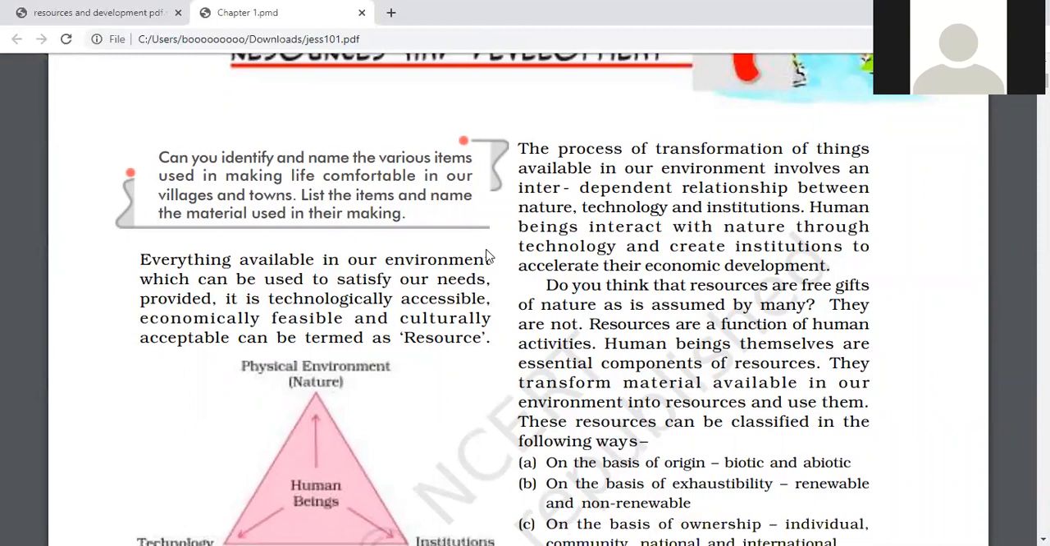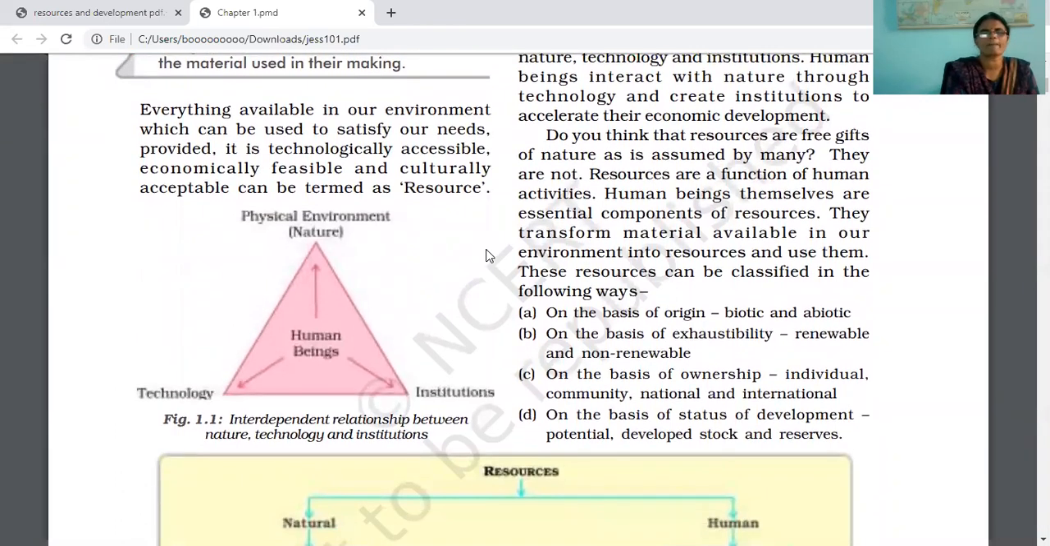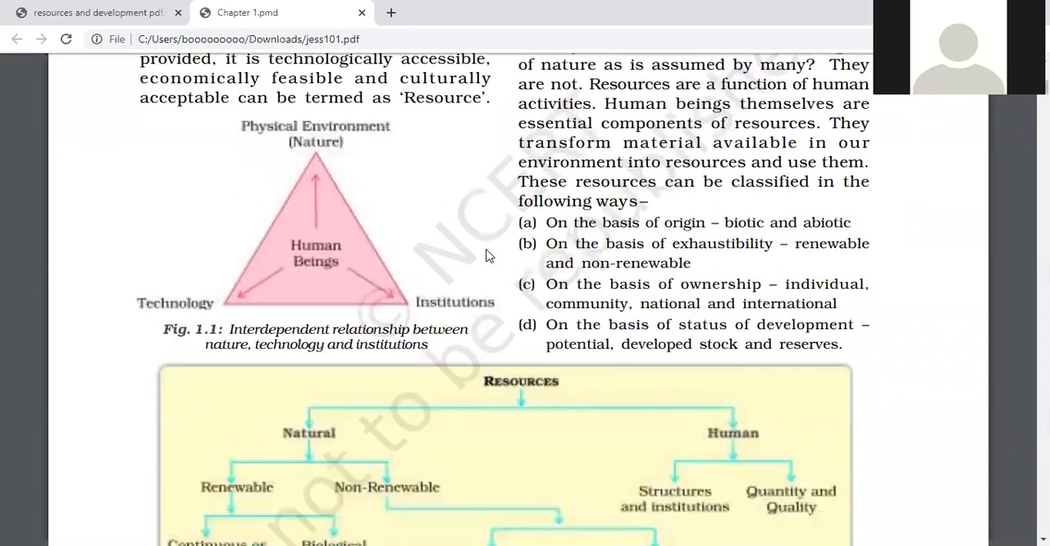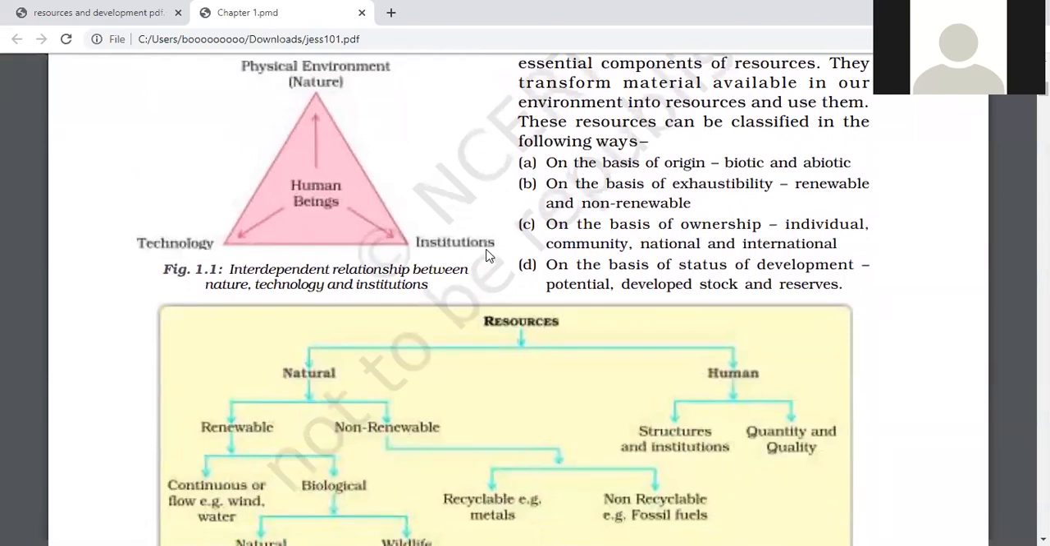Here, the meaning of resources: everything available in our environment which can be used to satisfy our needs, provided it is technologically accessible, economically feasible, and culturally acceptable. I explained this definition in a detailed way. Okay. Now, classification of resources. Before classification, you know the interdependent relationship between nature, technology, and institutions with human beings. Human beings interact with these things continuously. Next, you know the classification of resources on the basis of origin, accessibility, ownership, and status of development.